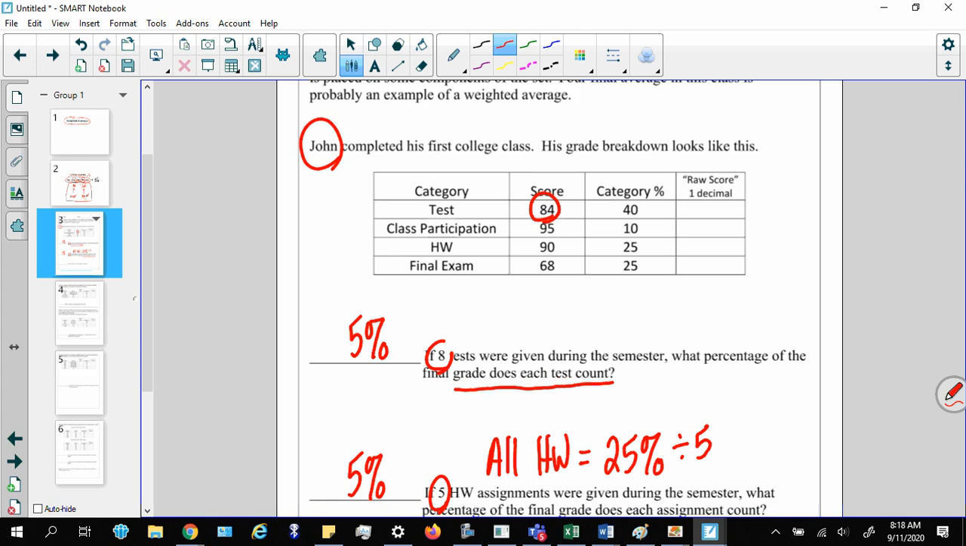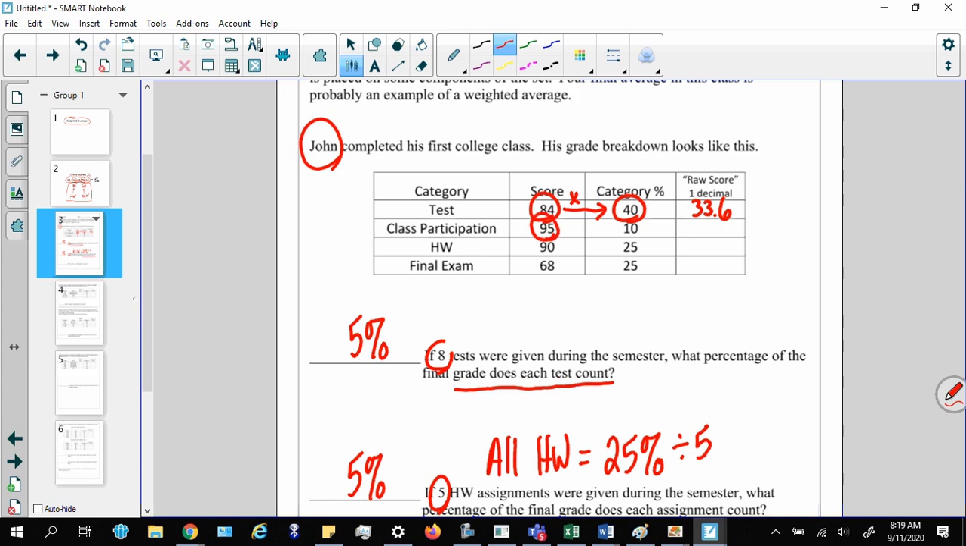But his tests make up 40%. So in order to figure out how much of his total grade is tests, we simply do this: we take 84 and multiply it by 40%. What you're going to get is what I call the raw score. We're going to round it to 1 decimal. This ends up being 33.6.